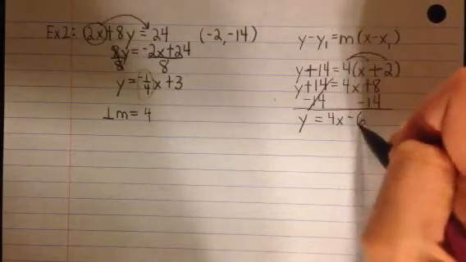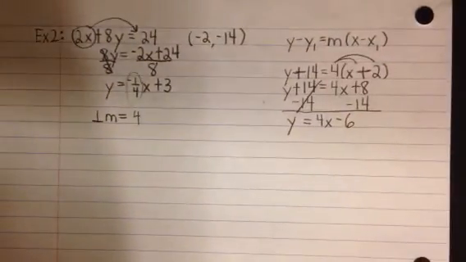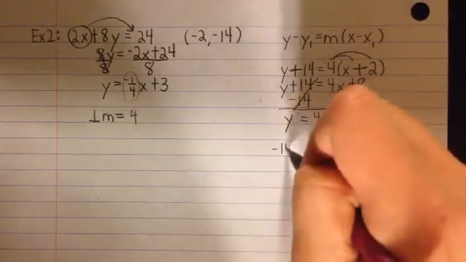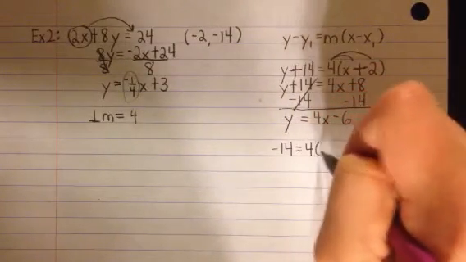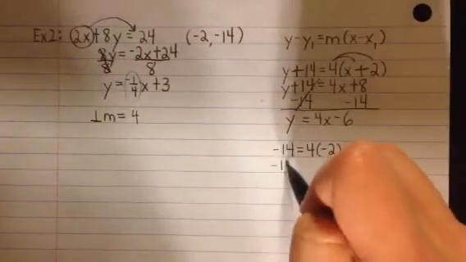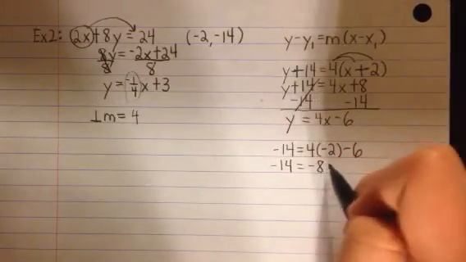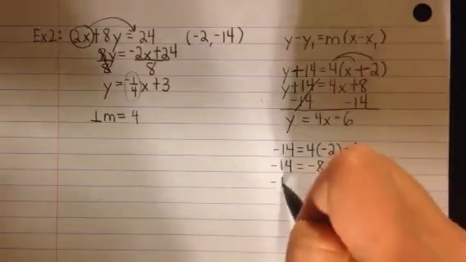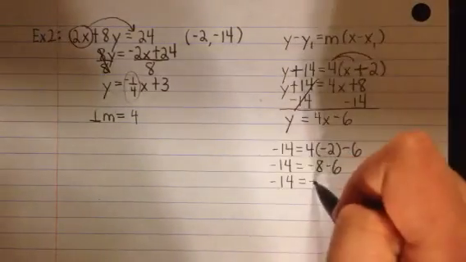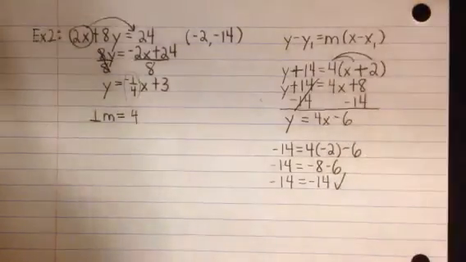4x minus 6. Again, our very final step, we want to check this point, so plug in negative 14 for y, plug in negative 2 for x. I get negative 14 equals negative 8 minus 6. Negative 8 minus 6 is negative 14. So we've done everything right.